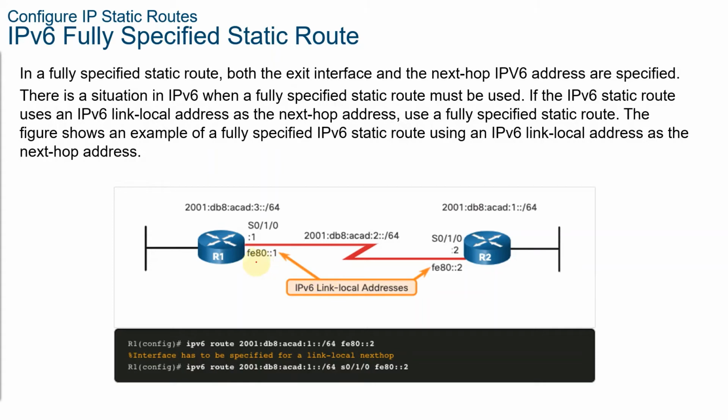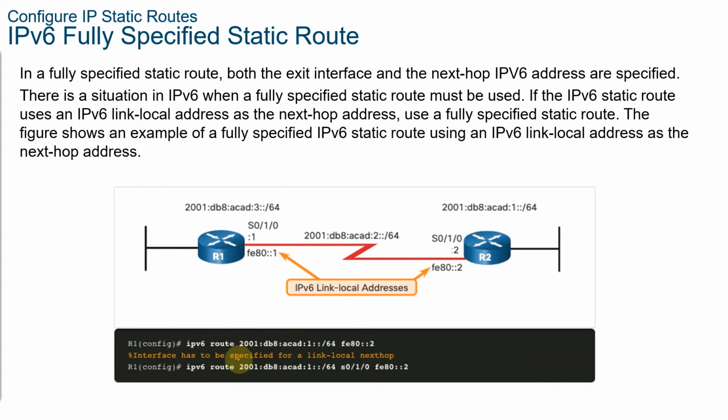In a fully specified IPv6 route, both the exit interface and the next hop IPv6 address are specified. There is a situation in IPv6 when a fully specified static route must be used. If the IPv6 static route uses an IPv6 link local address as the next hop address, we use a fully specified static route. The figure shows an example of a fully specified IPv6 static route using an IPv6 link local address as the next hop address.